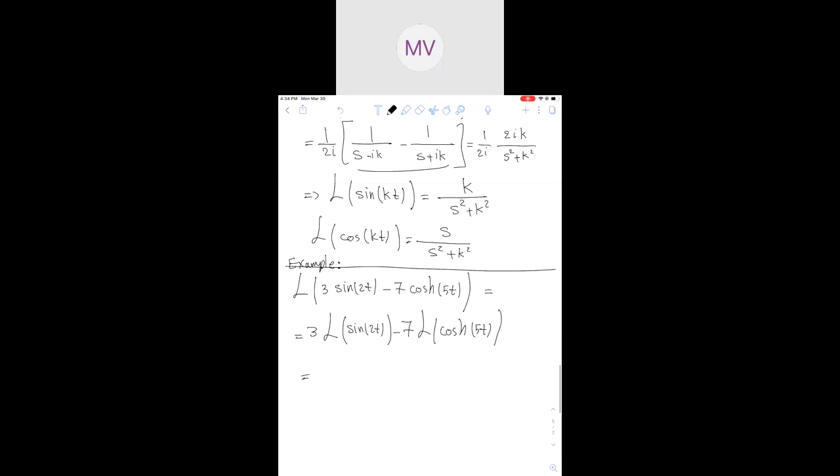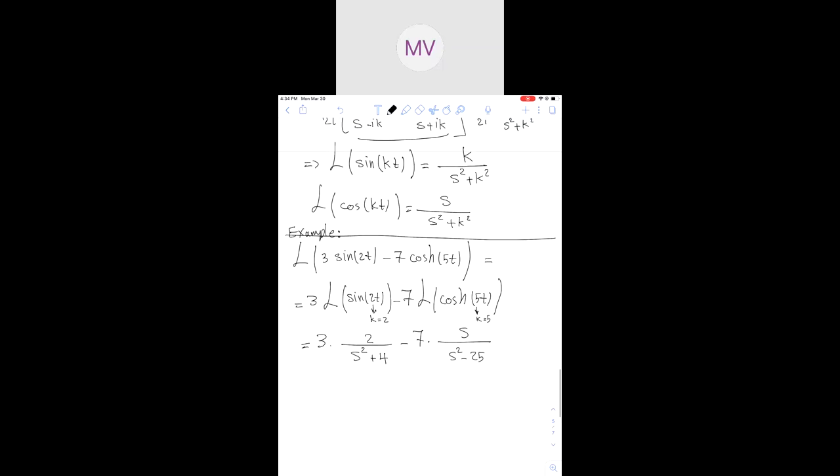You already have the formulas, or you can get the formulas from the table you have in front of you. So the first one is 3 times, okay, so that's sine, the normal sine. Okay, and k is 2 here, right? k is 2, so it's going to be 2 over s squared plus 2 squared, which is 4, minus 7 times. Okay. So here k is 5. So the denominator is s squared minus 5 squared, which is 25. And for cosine it is always s on top. Right? And that's it. That's the Laplace.